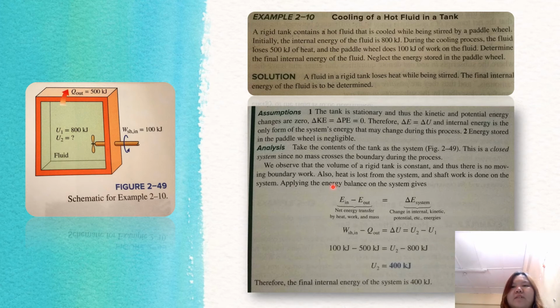The heat is lost from the system and shaft work is done on the system. So applying the energy balance on the system gives energy in minus energy out equals the change of the system, and we get the shaft work in minus the Q out equals the change of internal energy, which is U2 minus U1. So 100 kJ minus 500 kJ equals U2 minus 800 kJ. So we can get U2, the internal energy, is 400 kJ. Therefore, the final internal energy of the system is 400 kJ.